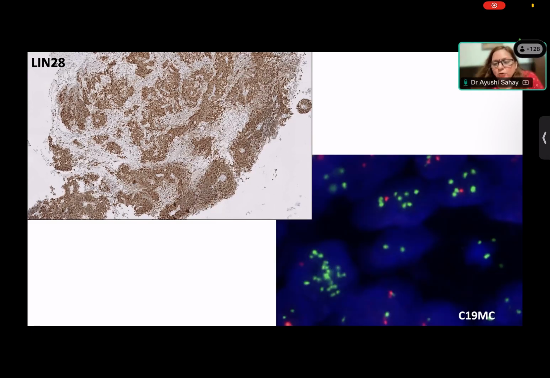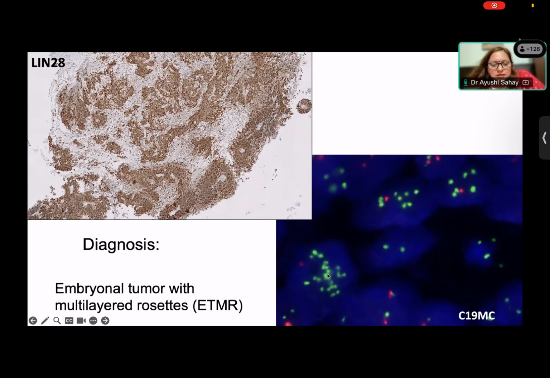Shivangi, would you like to explain this slide? So, ma'am, this is a FISH technique in which, whenever the patient is having ETMR, C19 stands for chromosome 19 microRNA cluster amplification. The green signals are the amplified signals. So we are able to see that in a single cell, a lot of green signals are present. Yeah, so the green signals are definitely much more than the red signals. So there is C19 amplification, which is the genetic alteration we look for in ETMR. This is an ETMR confirmed.